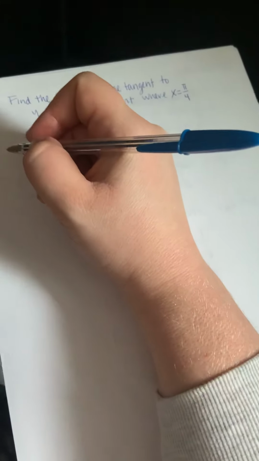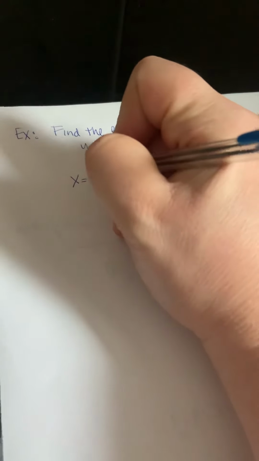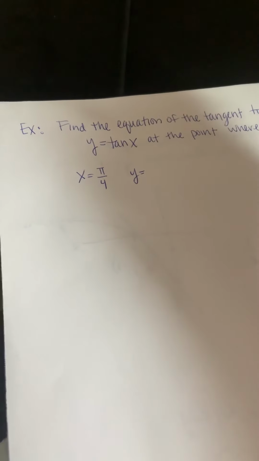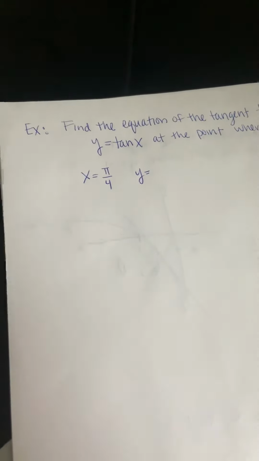So you can do this a couple of ways. You can put tangent of pi over 4 in your calculator and get the value out to find the point of contact, because you'll know x equals pi over 4 and y equals, well, at pi over 4, the tangent, okay, so pi over 4 is 45.